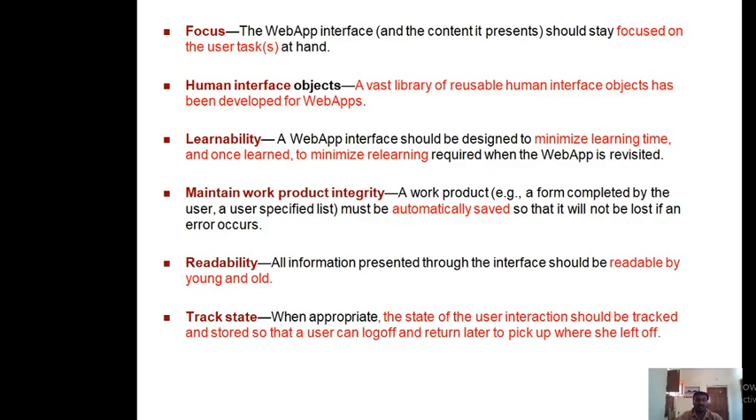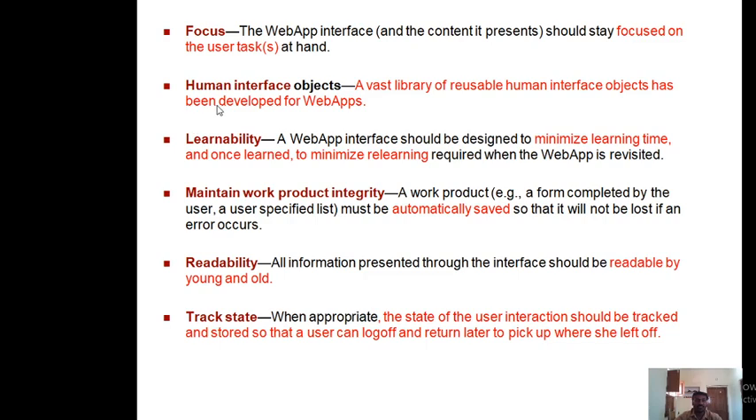Then come to the next principle, the sixth one, focus. When you are designing a web application interface, it must and should focus on user tasks. What are the tasks the user wants to perform? It has to focus on those tasks only. No need to focus on any other unwanted tasks. So only focus on user required tasks.